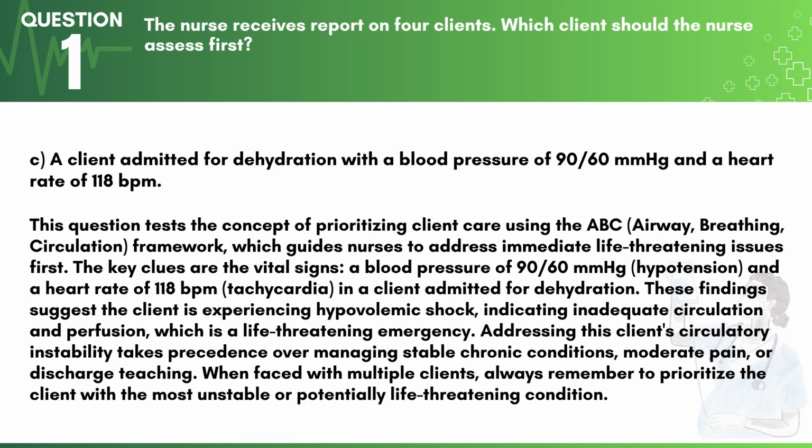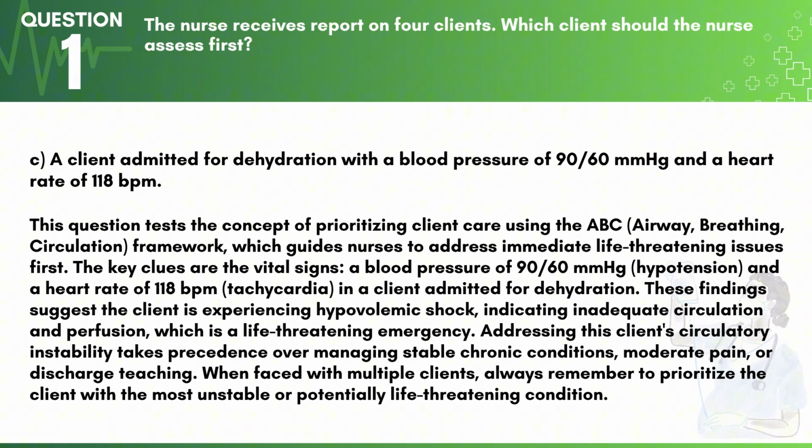Answer: C. A client admitted for dehydration with a blood pressure of 90/60 mm of mercury and a heart rate of 118 bpm. This question tests the concept of prioritizing client care using the ABC, airway, breathing, circulation, framework, which guides nurses to address immediate life-threatening issues first.